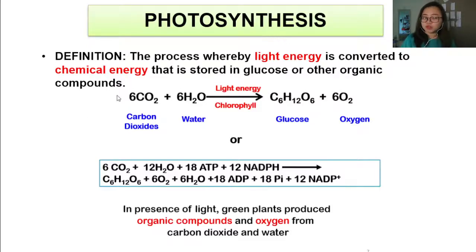So to do photosynthesis, we take 6 molecules of carbon dioxide, 6 molecules of water, and in a process that involves light energy and chlorophyll, it will produce glucose, which has this formula here, C6H12O6, plus the byproduct of 6 molecules of oxygen. You could also write it in this format down here. So this format in this box would also include the number of ATP and NADPH molecules. In the presence of light, green plants will produce organic compounds and oxygen from carbon dioxide and water, and this is the gist of photosynthesis.